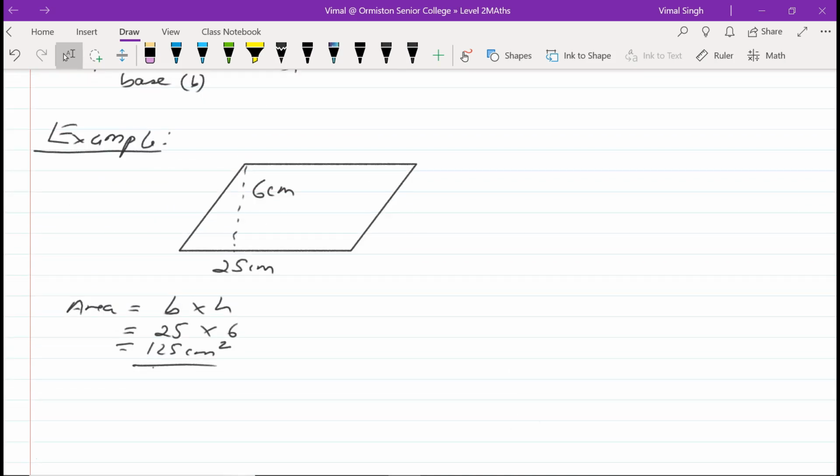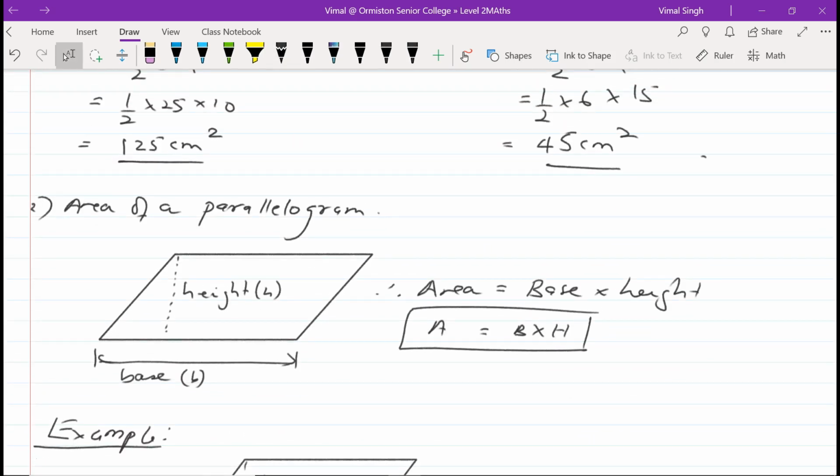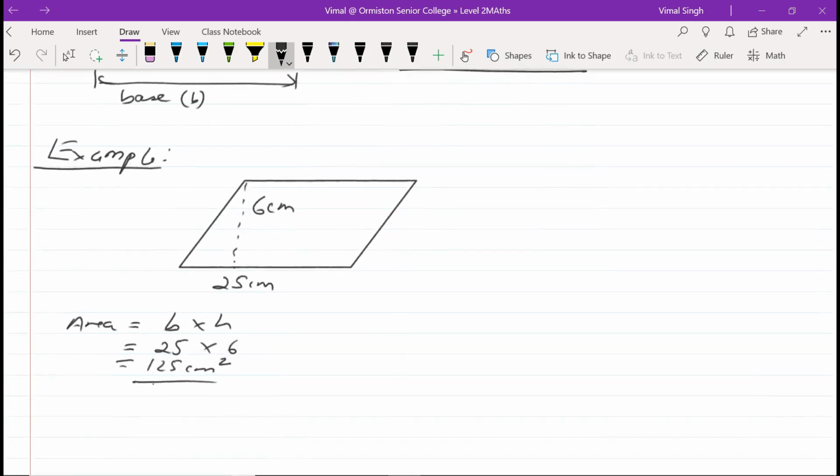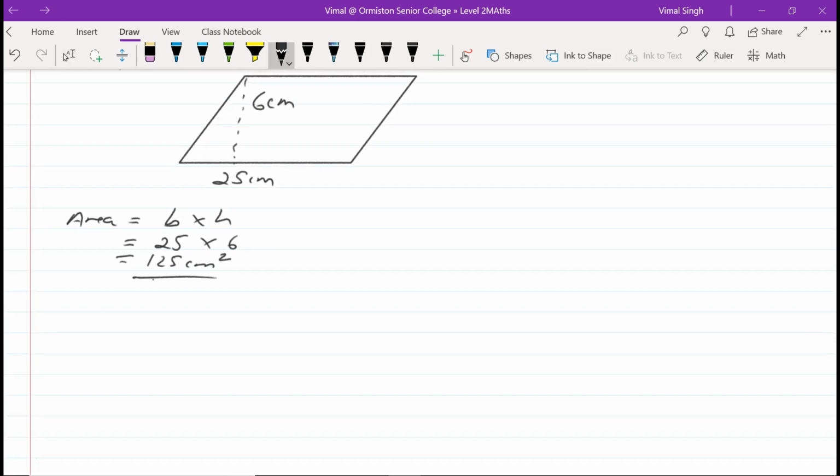Now I haven't done the area of rectangles, so I think I should change this to area of parallelogram and rectangle over here. For rectangles, I'm just going to do an example because this is very similar to the above. Let's say I have something like this.